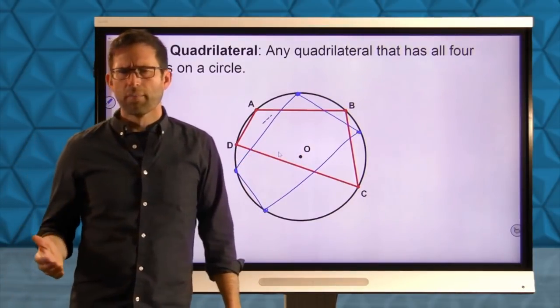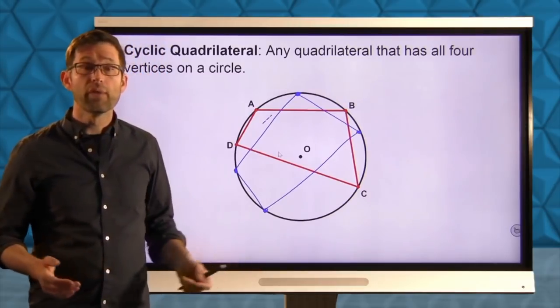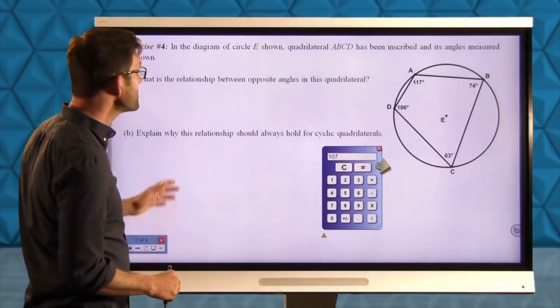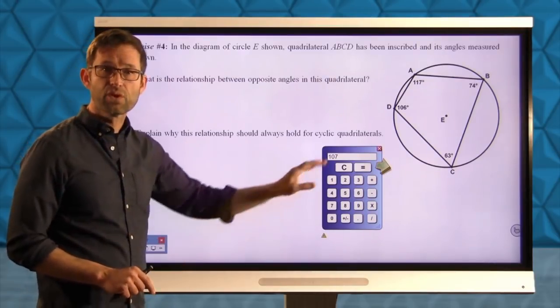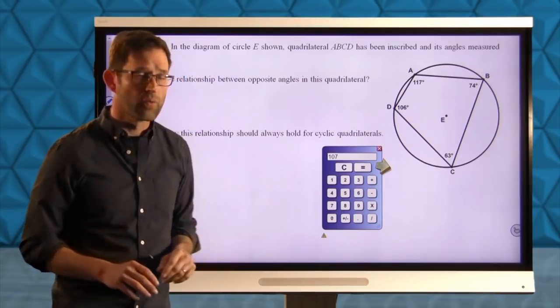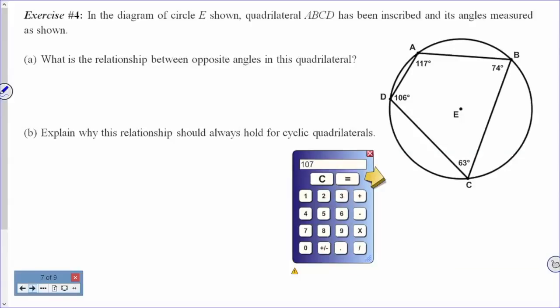So what's important about cyclic quadrilaterals? Why would we even study them in today's lesson? Well, let's take a look at a cool property of them. In this case, I've got a cyclic quadrilateral with all the angles labeled for you. Let me read through the problem. Exercise number 4. In the diagram of circle E shown, quadrilateral ABCD has been inscribed and its angles measured as shown. What is the relationship between opposite angles in this quadrilateral?